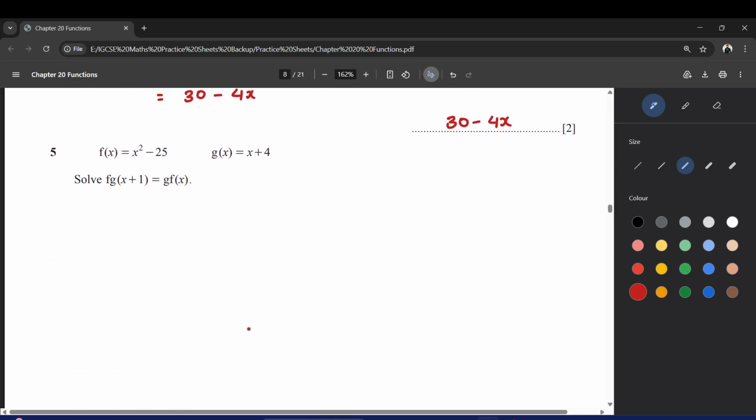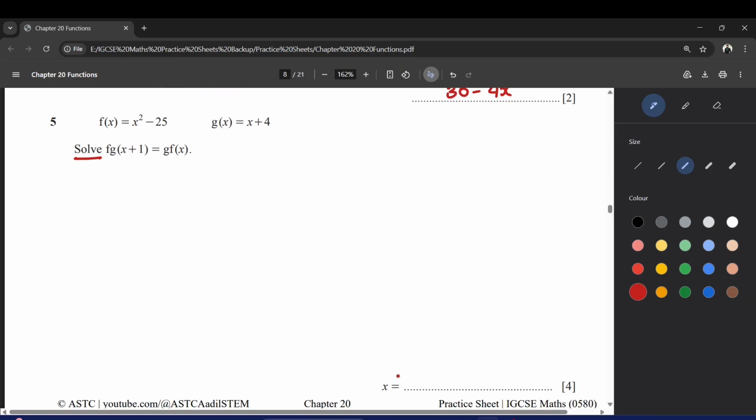All right, number 5, solve. Now in this case, because the question tells you to solve, it means we need to find the value of x. Okay, and look over here, it also says that x is equal to something, right? So let's see. It says f of g of x plus 1 is equal to g of f of x. Now look, this is a 4-mark question, so you have to be careful about what you have to substitute and where.